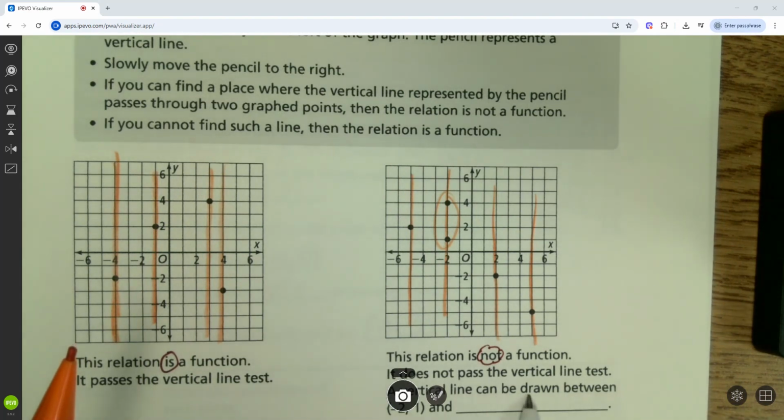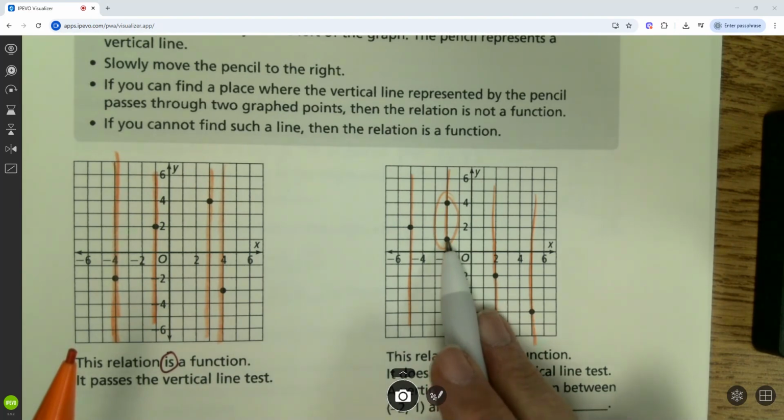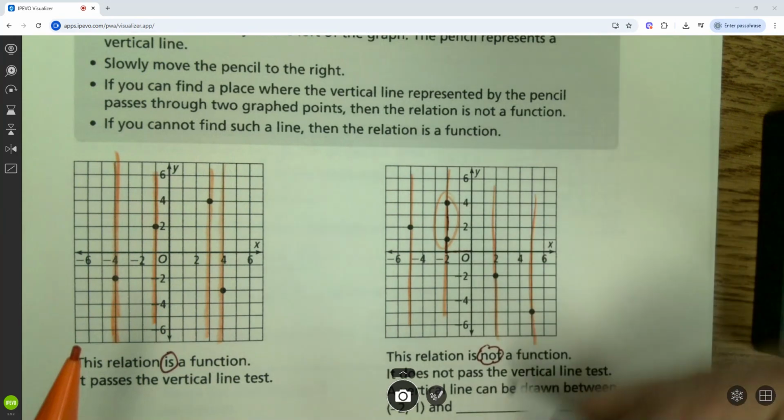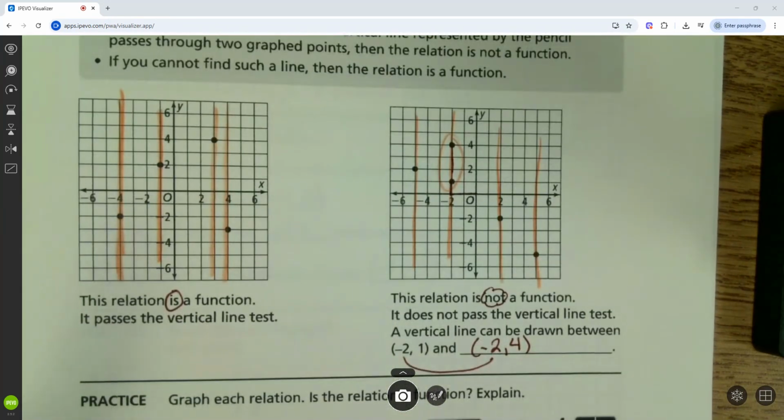A vertical line can be drawn between -2, 1, and remember, walk and climb, -2, 1, 2, 3, 4. So you see these two x values repeated. So it is not a function. It did not pass the vertical line test.